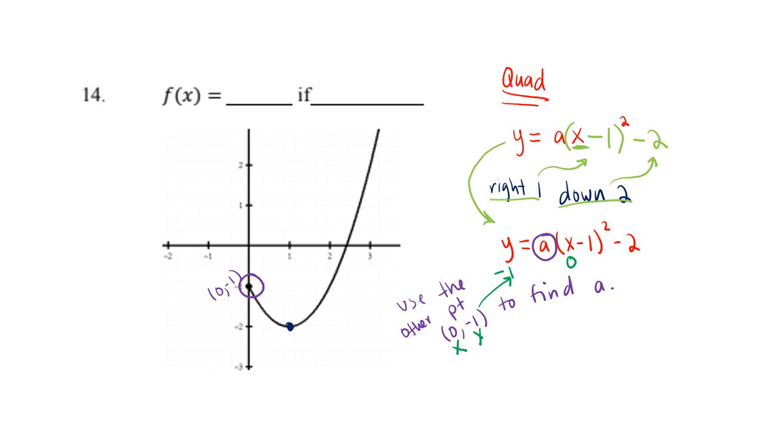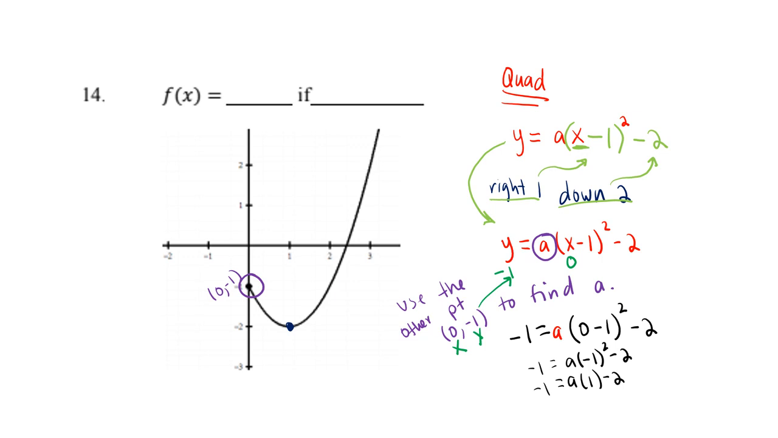So we should end up with -1 equals a, in our parentheses, 0 minus 1 squared minus 2. And we should be able to work this out and solve for a. 0 minus 1 is -1. -1 squared is +1, so a times 1 equals -1. And right here, you cannot subtract. We can't do 1 minus 2.